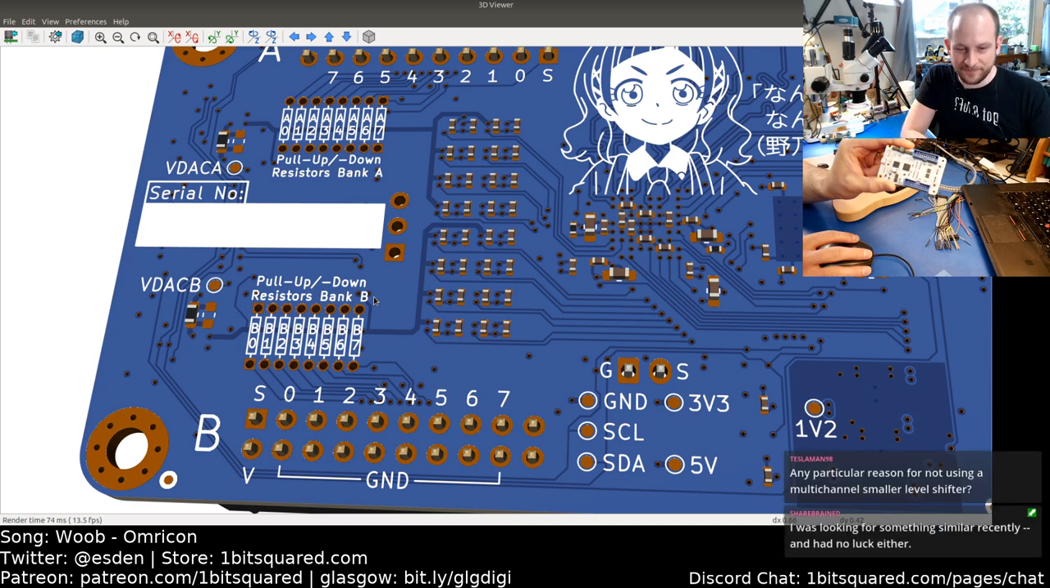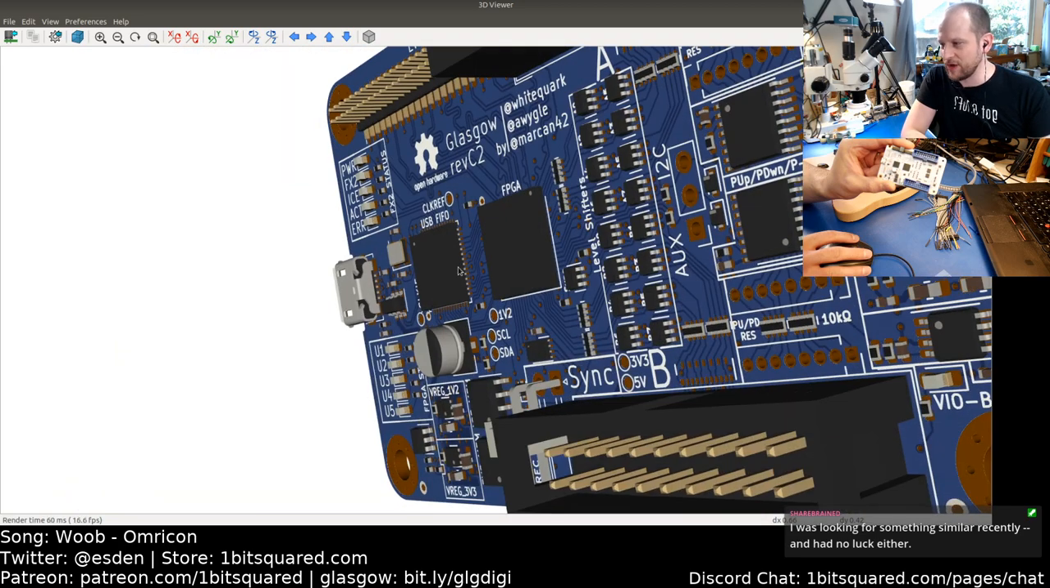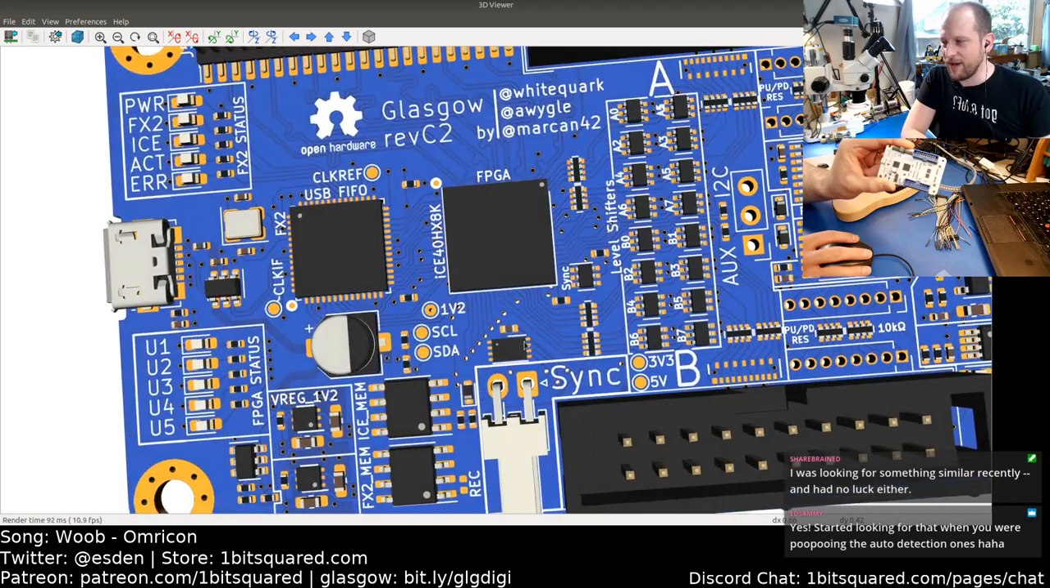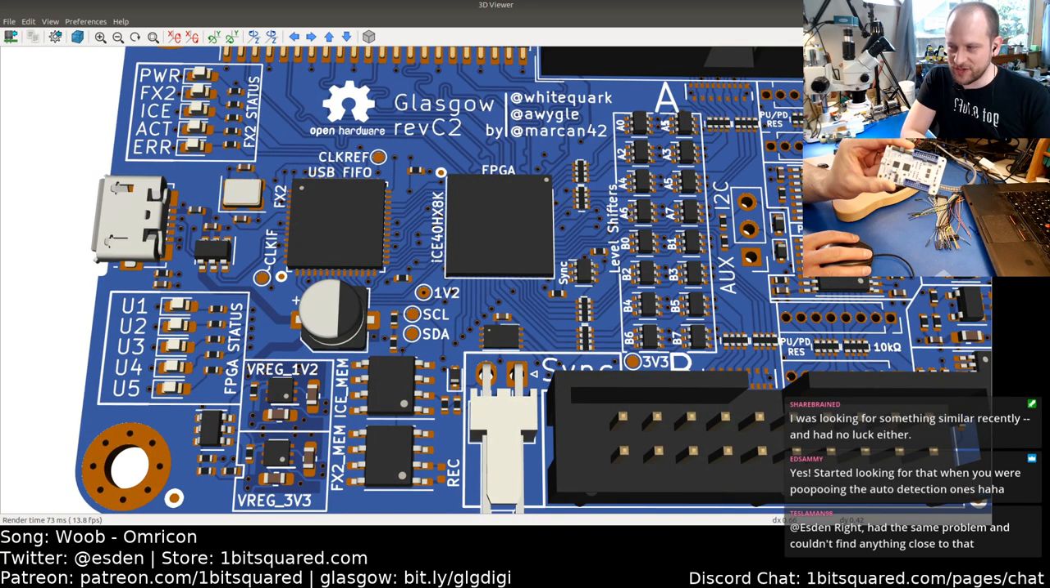So that's, several people tried really hard to find a part that would integrate the level shifters into fewer packages, but so far we are out of luck. Yeah, so that's why we have them discretely. Each channel has its own level shifter, because we want to be able to control each single pin, its direction individually.